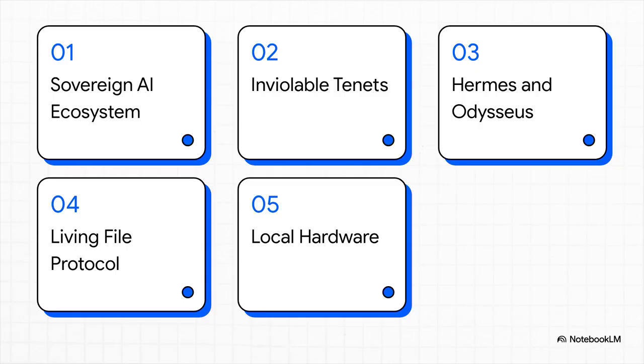1. The sovereign AI ecosystem. 2. The 4 inviolable tenets. 3. Hermes and Odysseus explained. 4. The living file protocol. And 5. Total privacy, local hardware.